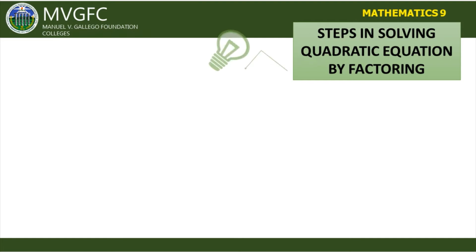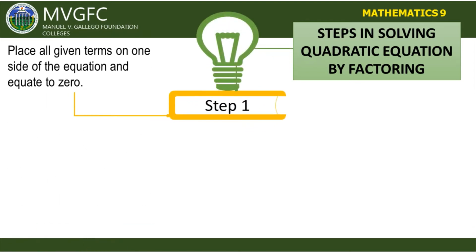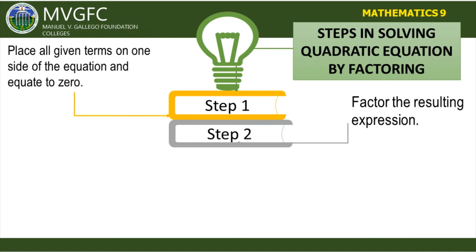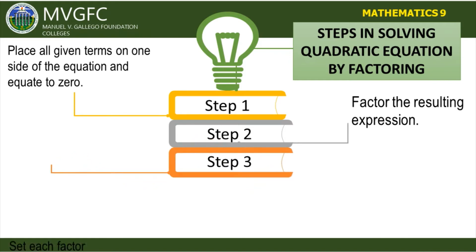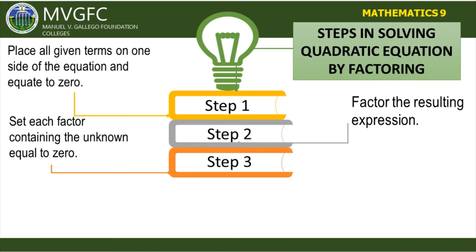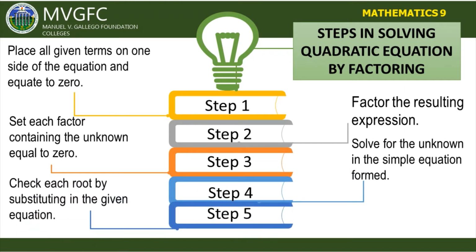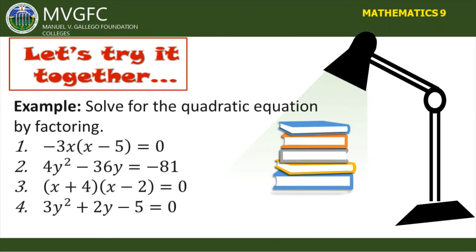Step number 1 is to place all given terms on one side of the equation and equate to 0. For step number 2, we need to factor the resulting expression. For step number 3, we need to set each factor containing the unknown equal to 0. And for number 4, we need to solve for the unknown in the simple equation form. And last but definitely not least, for number 5, we have to check each root by substituting in the given equation. Let's have now the examples.